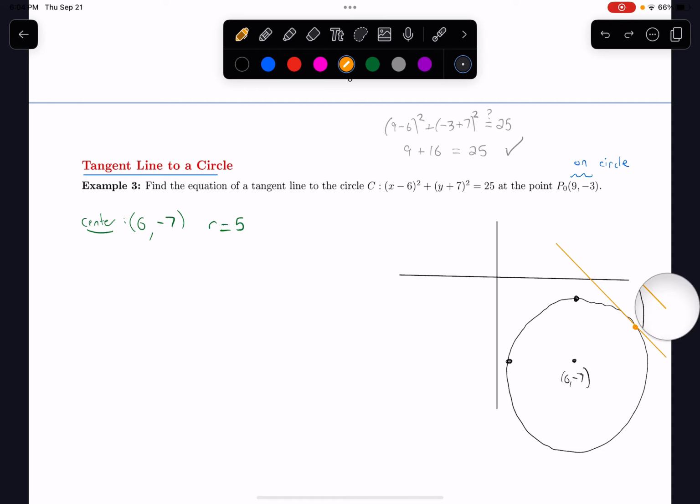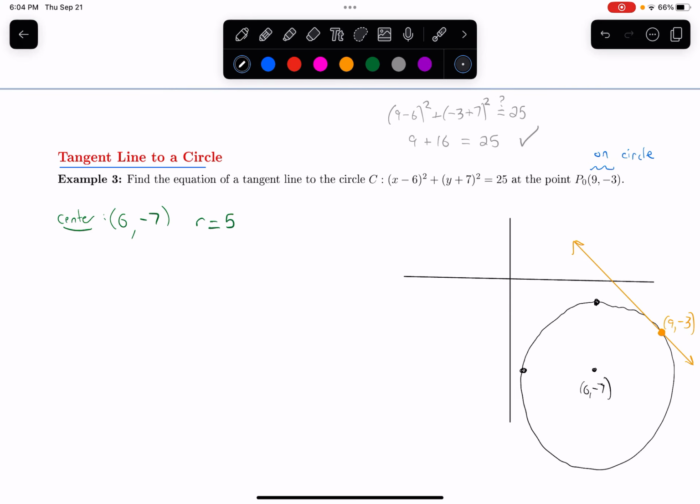So something like this maybe. It's not perfect. My picture definitely isn't perfect. But imagine that tangent line just only touches the circle once, and it's right at that point, right at (9, -3). So that is my tangent line. Okay, so the problem says, well, let's get the equation of this line.